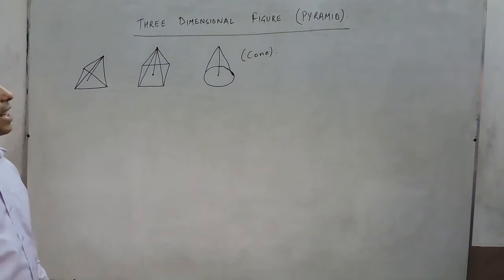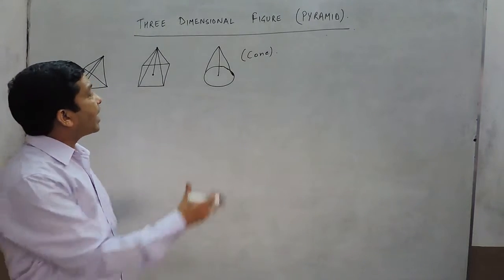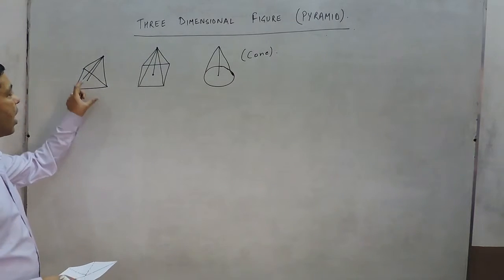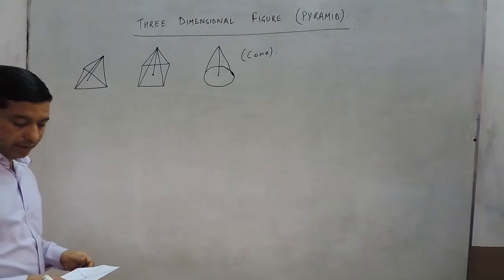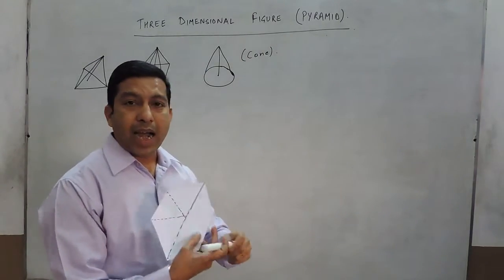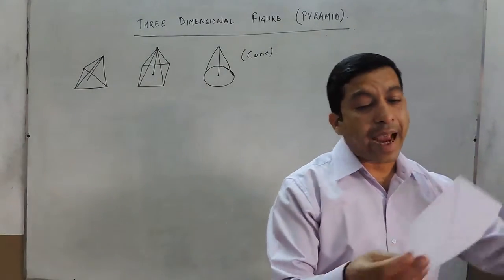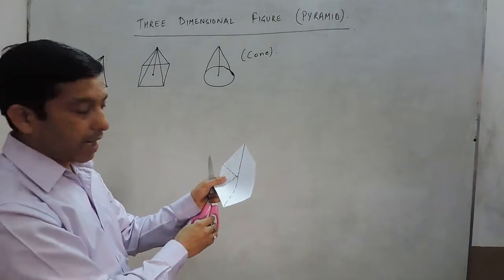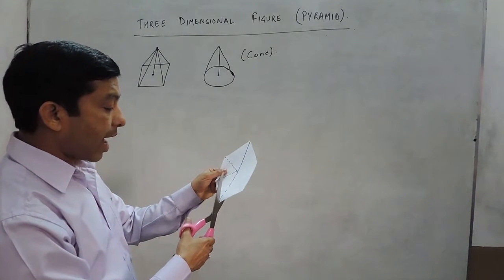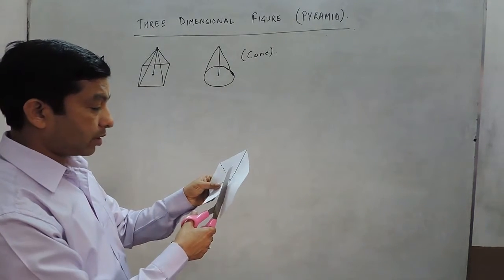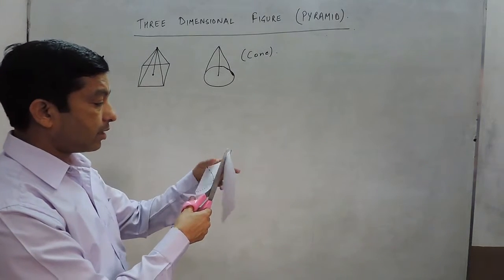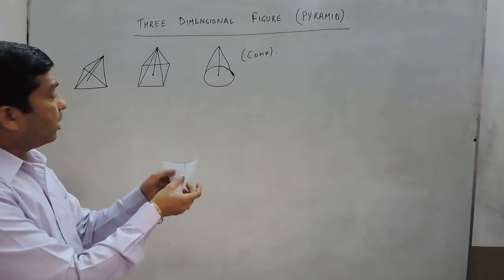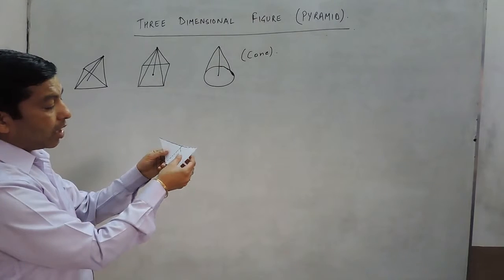Now, first of all, it is very important to understand how we can construct this from paper. If I want to draw a pyramid with a triangular base, then we have to take a hexagon first of all. This hexagon we divide into three portions on the left and three portions on the right. We cut this hexagon into two equal portions from the center.